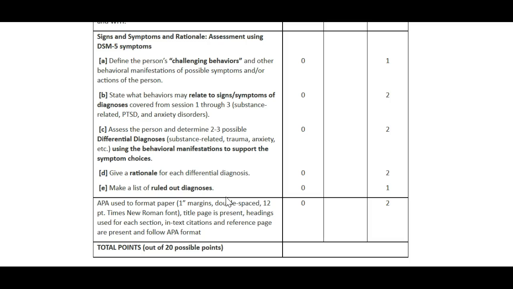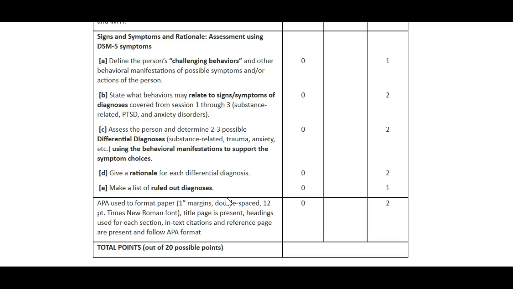You want to give a rationale for each of your suggested diagnoses, and then you want to also describe if you have ruled out any diagnosis. So for instance, if a patient presents with having like possibly schizophrenia, but you rule that out because you feel that it really is PTSD with a possible mood or adjustment disorder, you would just state that here, okay?